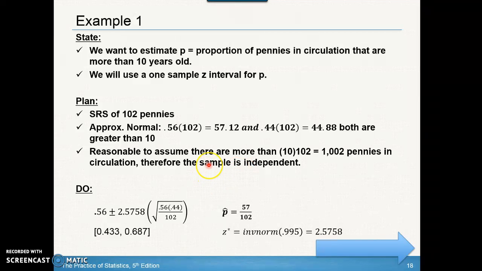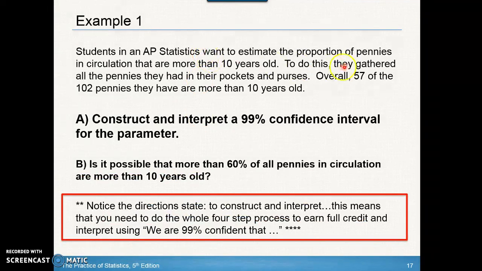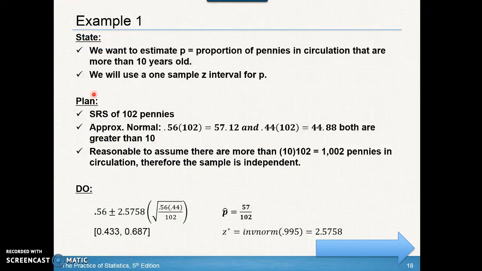Okay, and that allows us to use the standard deviation. So now we're just plugging our numbers in. So 0.56, and some of you might be asking where the 0.56 came from. The 0.56 came from taking 57 divided by 102. That's the sample proportion. I should have put that on here. All right, so that's where that 0.56 came from.